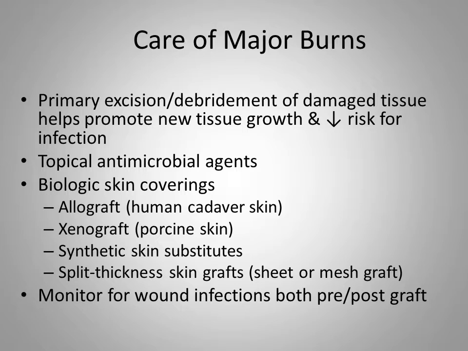There are a number of biological skin coverings in the form of an allograft or xenograft. There are some synthetic skin substitutes, as well as some split thickness skin grafts, in which case the child will have two wounds to care for, the donor site and then the grafted site.